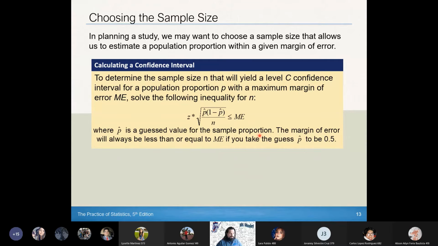So we can use what we saw on the previous page. We can guess based on a previous sample, or we can use 0.5. The margin of error will always be less than or equal to ME if you take the guess p hat to be 0.5. So that's why 0.5 as a guess is kind of like, if I don't know what else to use, just use 0.5, because we're guaranteed to have a margin of error less than or equal to what we want if we use that value.